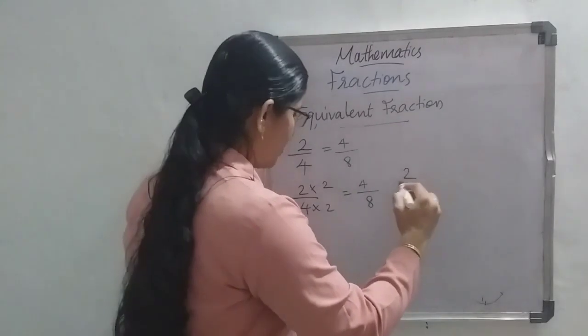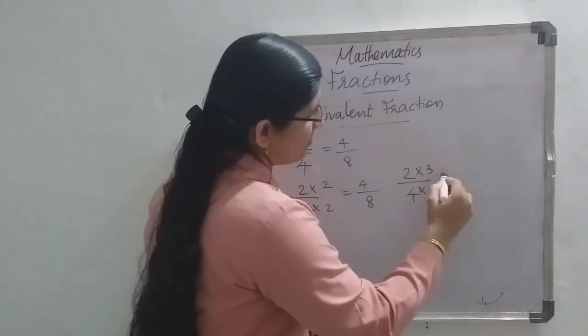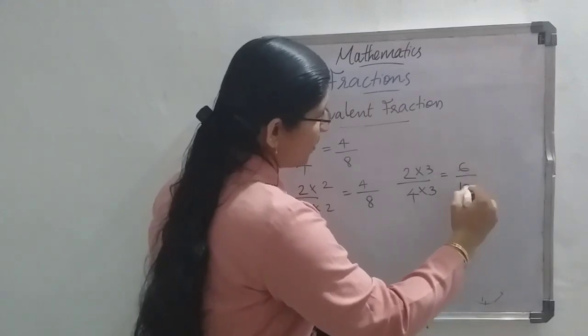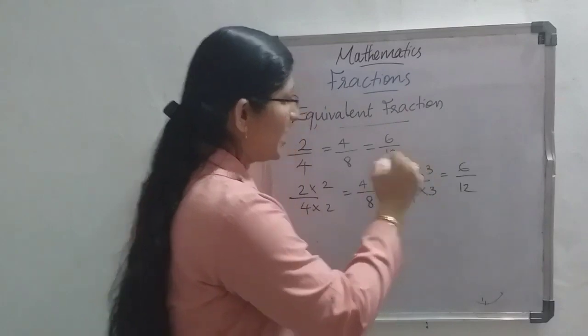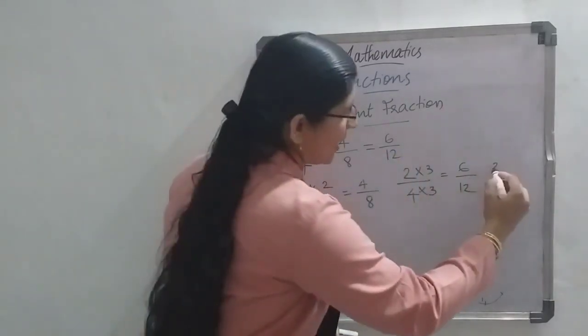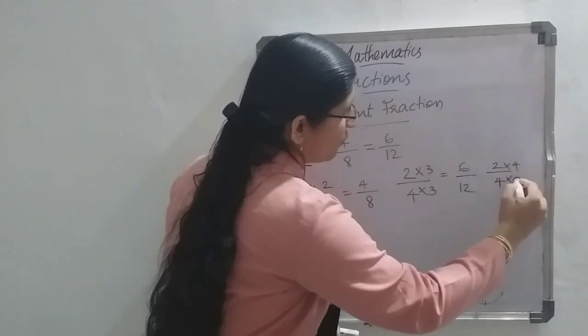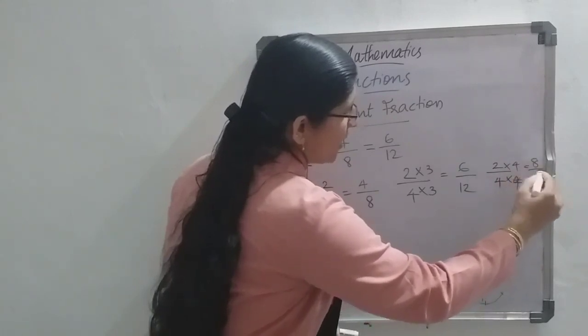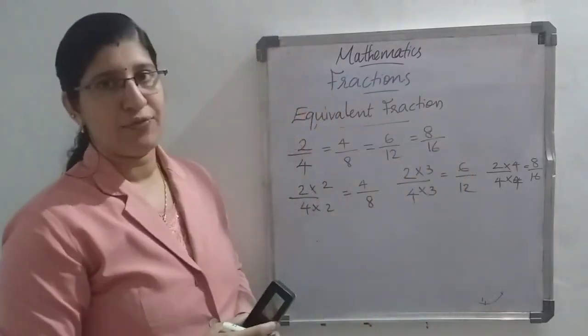And we can find out 1 or 2 equivalent fractions also. I am multiplying both the numbers with 3. 3 2s are 6, 4 3s are 12. So you need to put the equal to. Okay, 6 by 12 is the next equivalent fraction. And again we can multiply 2 by 4 with 4. So 4 2s are 8, 4 4s are 16. So 8 by 16 is the next equivalent fraction.